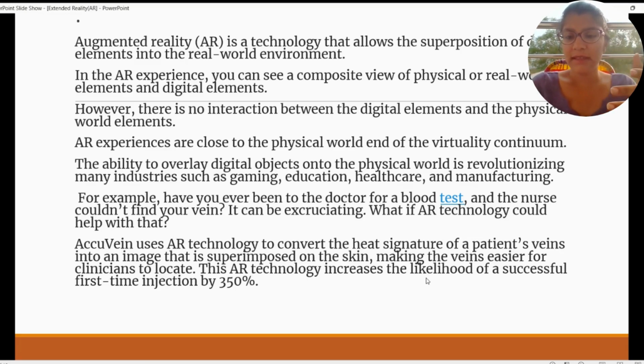Let's look at an example of how AR works in real life. If we have ever been to a doctor for a blood test, sometimes the nurse couldn't find our vein. What if AR technology could help with finding the vein? AccuVein uses AR technology to convert the heat signature of a patient's veins into an image that is superimposed on the skin, making the vein easier for the clinician to locate and inject. This AR technology increases the likelihood of successful first-time injections by 350%. So AR technology is useful in our daily lives in these ways.